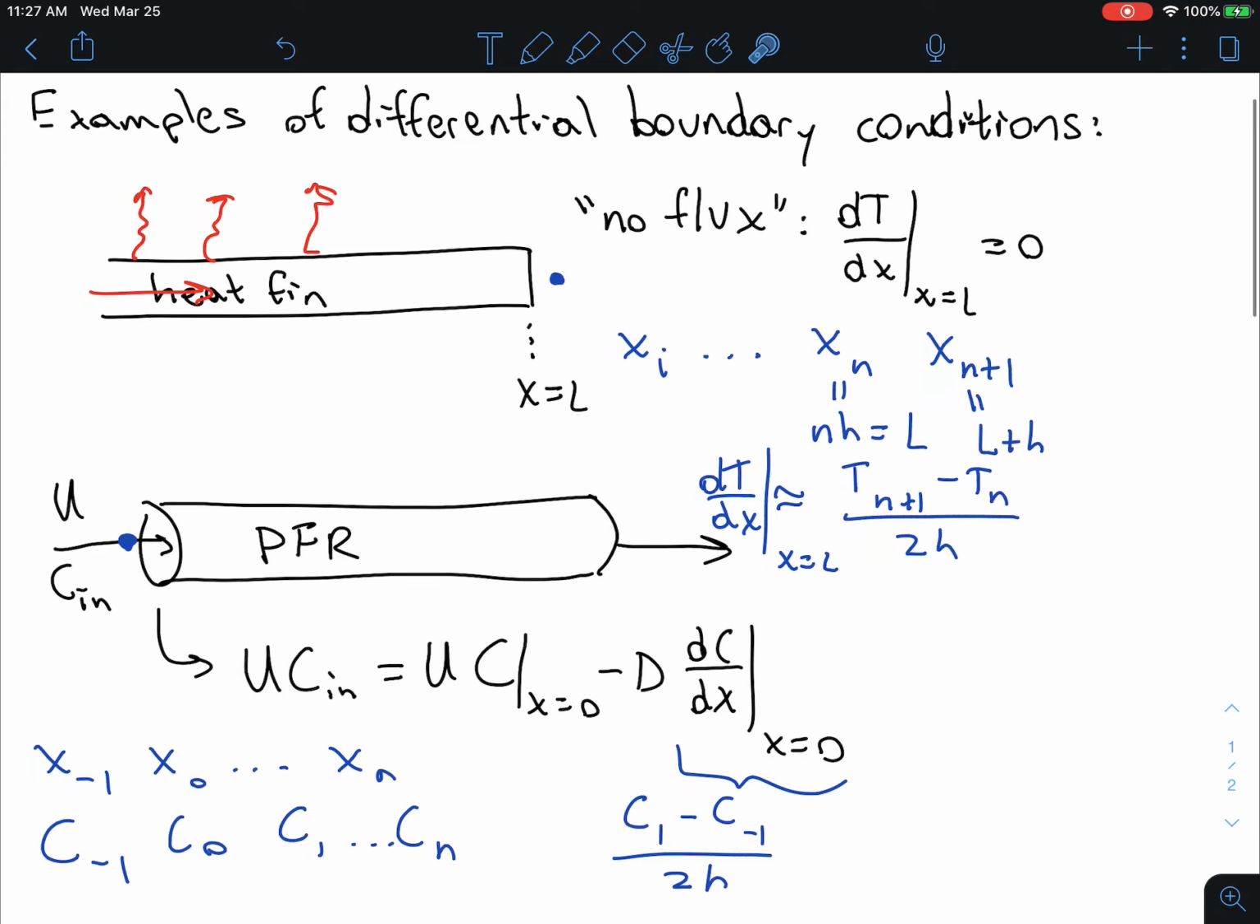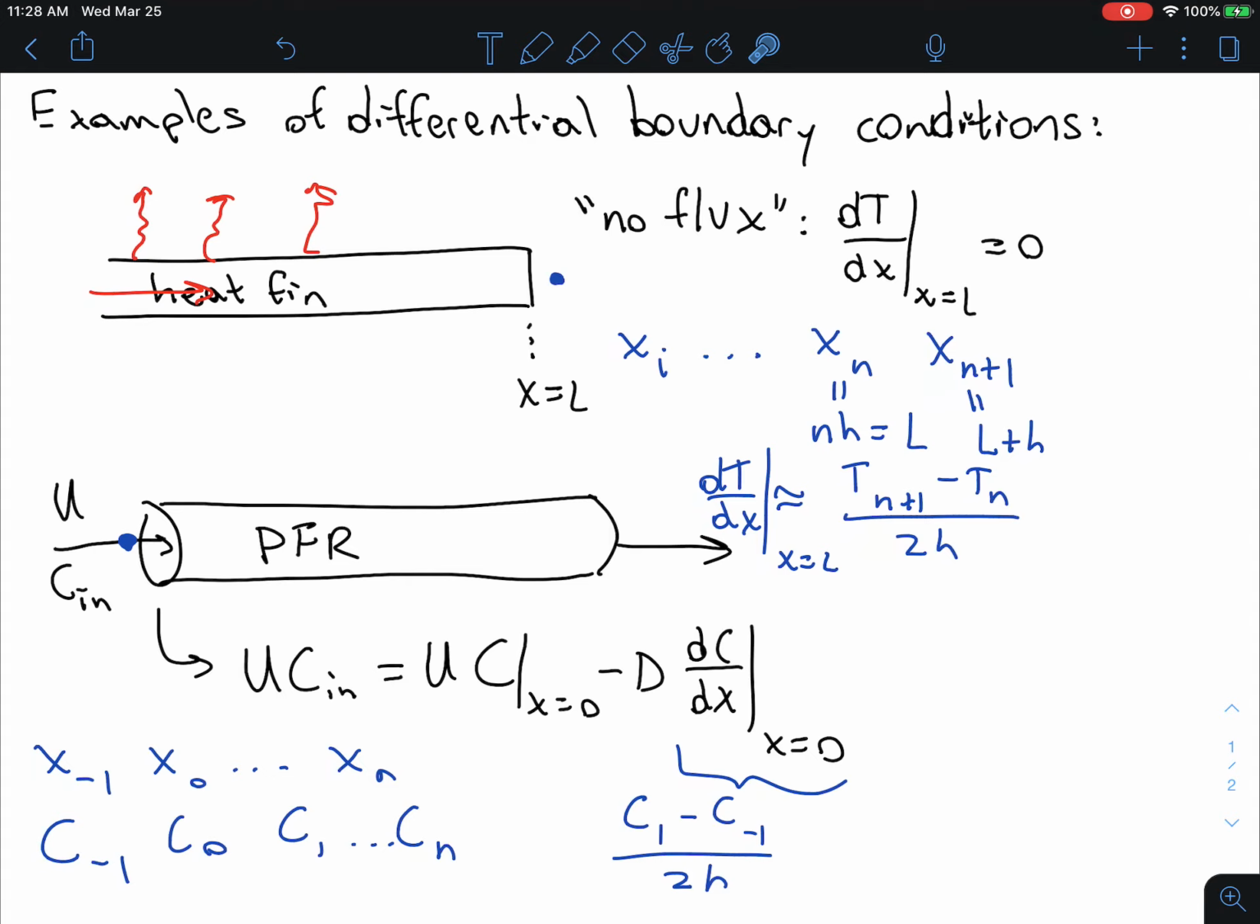Now, one important point is that we don't always need virtual points. They're often optional. I didn't have to use a centered formula here. I could have used a forward formula that avoided looking at C_{-1}. Likewise, over here, I could have used a backwards formula that prevented me from needing T_{n+1}. So virtual points are not really a requirement. If you're determined to avoid them, you can, but you don't need to avoid them. Quite often, it's okay to introduce them as a mathematical convenience and then solve for them, and then effectively throw them away.